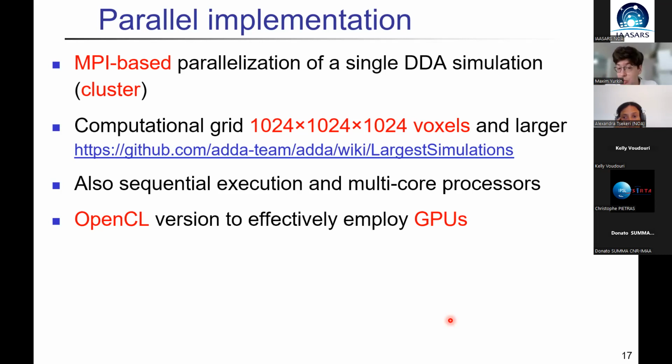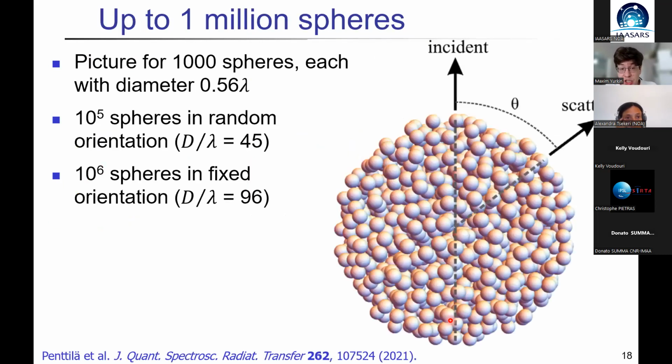But you can get, I don't know, with modern GPU cards, maybe up to 10 times acceleration, or several times at least you can hope for. Okay, so just as a single example of what can be done, in one of the recent papers we managed to do up to 1 million spheres simulated with ADA, on a large supercomputer.